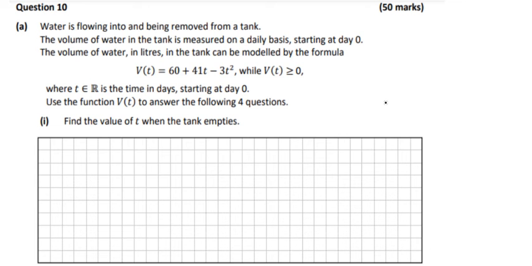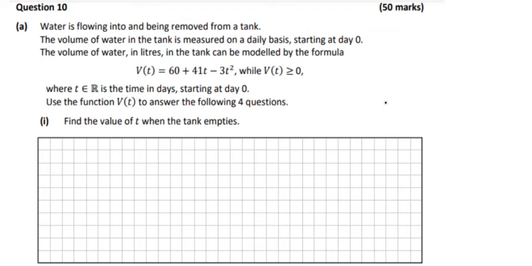Hi folks, so this is question 10. We've got a function here, the volume of water in a tank, measured on a daily basis, starting at day 0. The volume in the tank can be modeled by this formula, where T is the number of days you're putting in. So if you want to know the volume in the tank after 1 day, you put in a 1, you put in a 2 for 2 days, and so on. That's what it means.